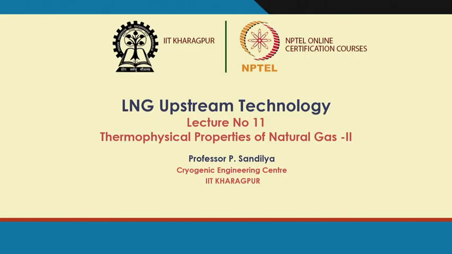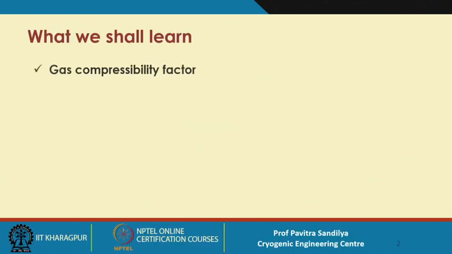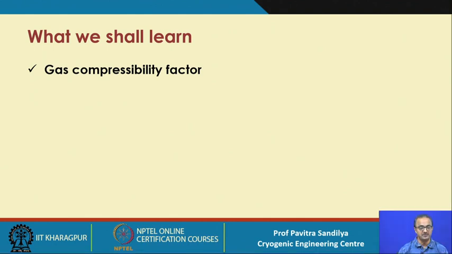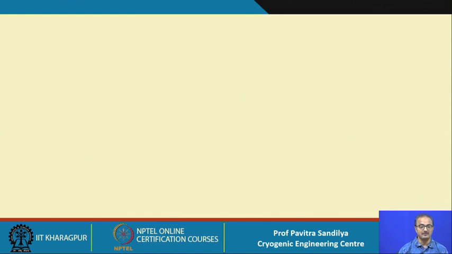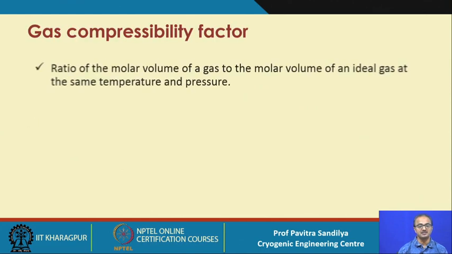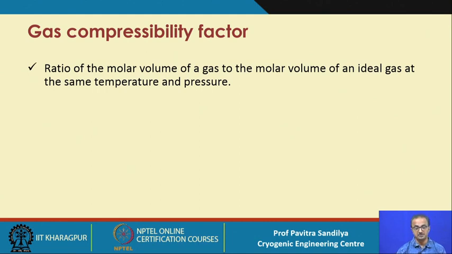Today we shall be looking into some estimation methods of some more thermophysical properties of natural gas. In the last lecture we learnt about the gas specific gravity, and now we shall look into some more. In this case we are going to look into properties like compressibility factor, then viscosity, density, compressibility. First, let us come to the compressibility factor.